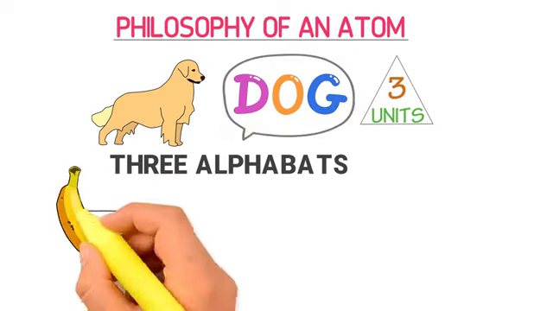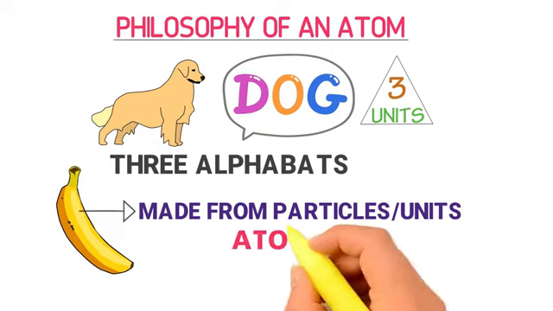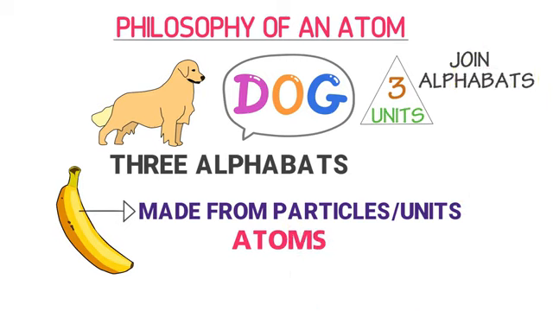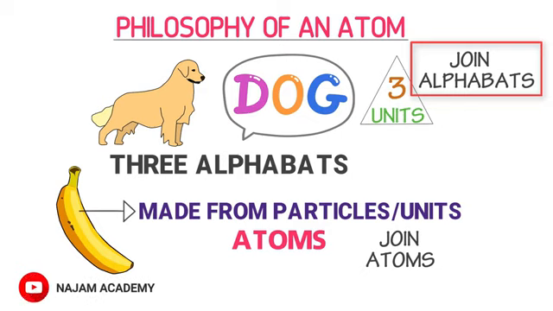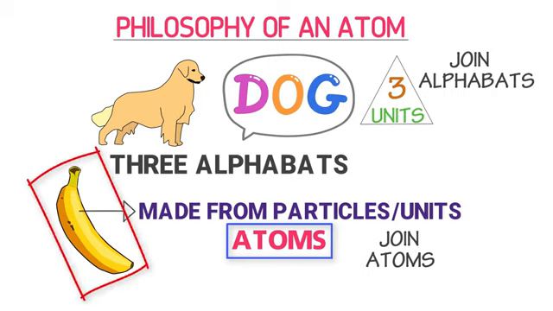Similarly, consider a banana. It is made up of many different particles or units, which in science we call atoms. When we join different alphabets, we get different words. When we join different atoms, we get different substances. Thus remember that just like alphabets make words like dog, atoms are also small units or particles that make any matter or substance like this banana.